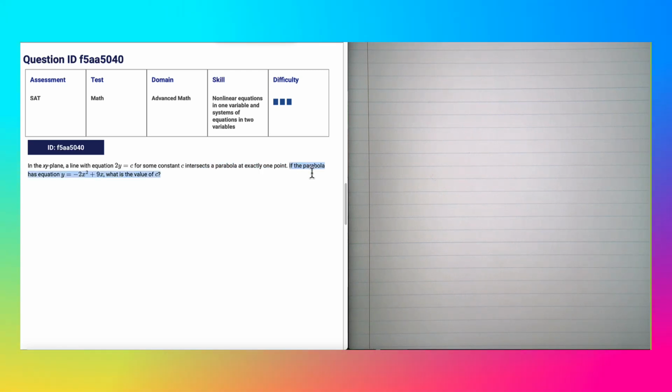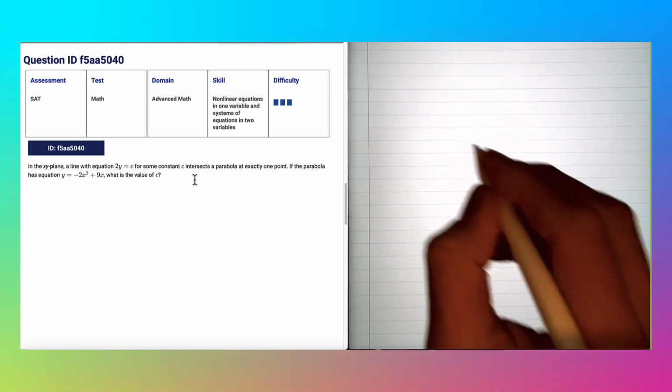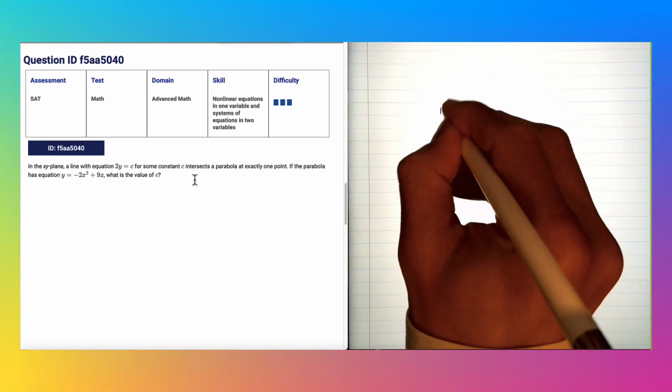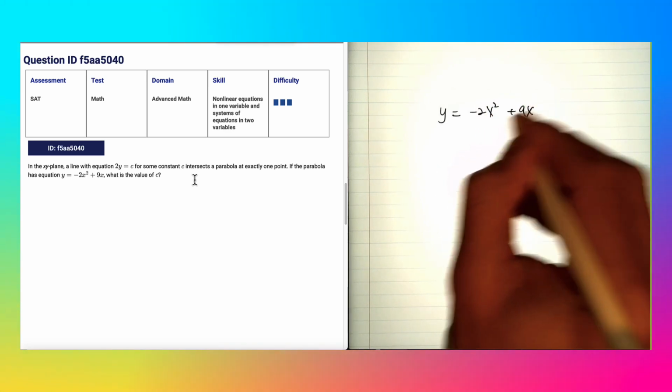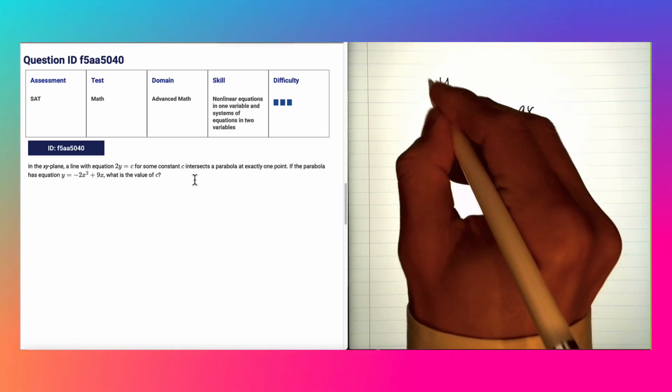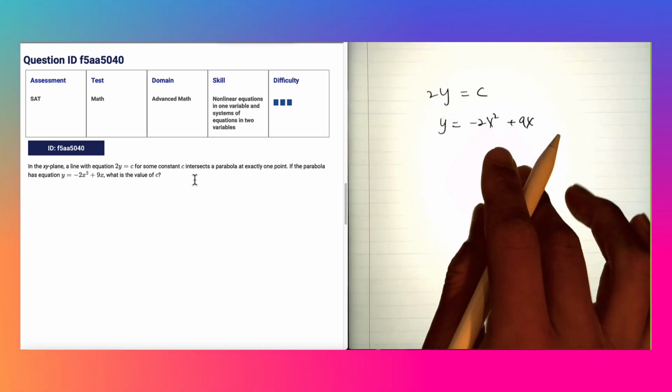And the next sentence says, if the parabola has the equation y equals negative 2x squared plus 9x, what's the value of c? Very classic, and we actually had a very similar question. I don't know which number it was, but there was a very similar one to this question. So let's start with y is equal to negative 2x squared plus 9x, and we also have 2y is equal to c.